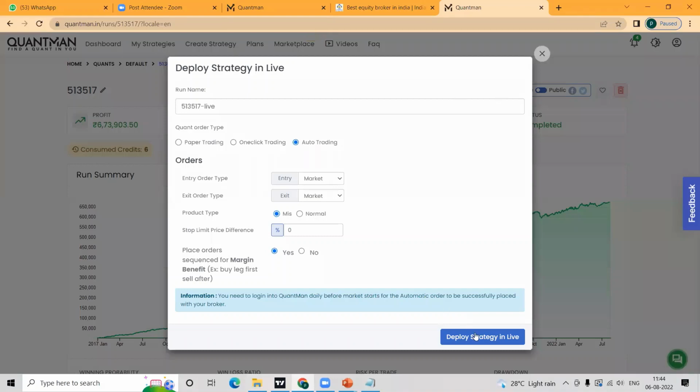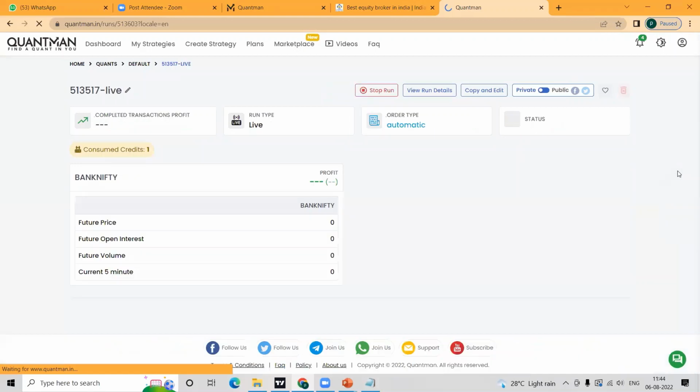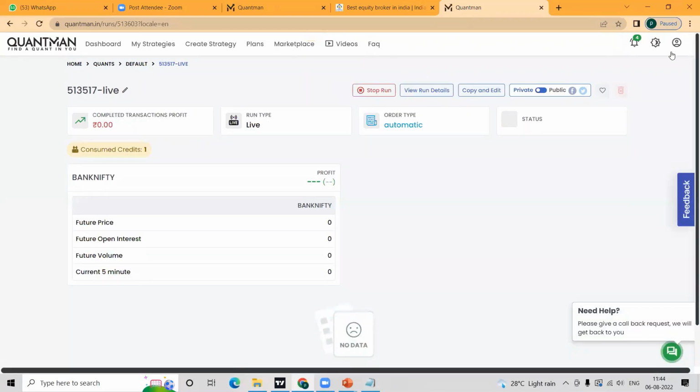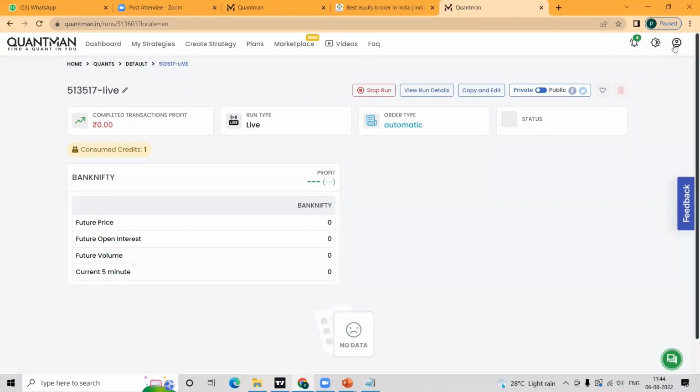With auto trading, at the deploy strategy level, what you do on your side is log in every day morning. That's it. You will get a call every day morning at 8 o'clock, because we are going to call you from QuantMan and ask you to log in through your credentials. You just come to QuantMan and log in with your user ID and password for Goodwill. That's it, everything is done.